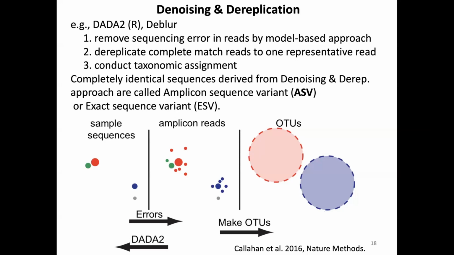Actually, OTU is a more general word, but in microbiome community analysis, OTU and ASV are obviously different concepts. And currently, most researchers are using the ASV method.